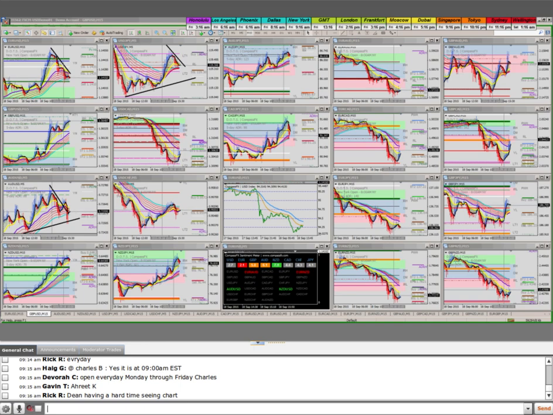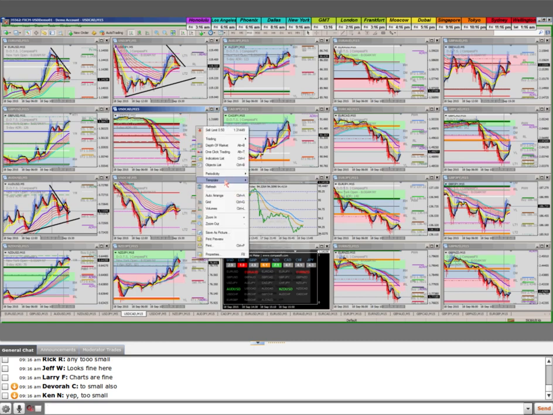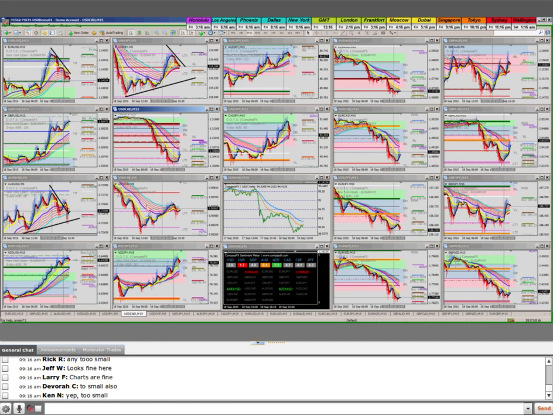Having a hard time seeing the chart. Which chart, Rick? The chart's not coming across? Yes, Charles, the trading room is open from Sunday evening through Friday afternoon. Too small. I'm not sure, Rick. It's the same setup that I have every day. So, not sure, my friend.